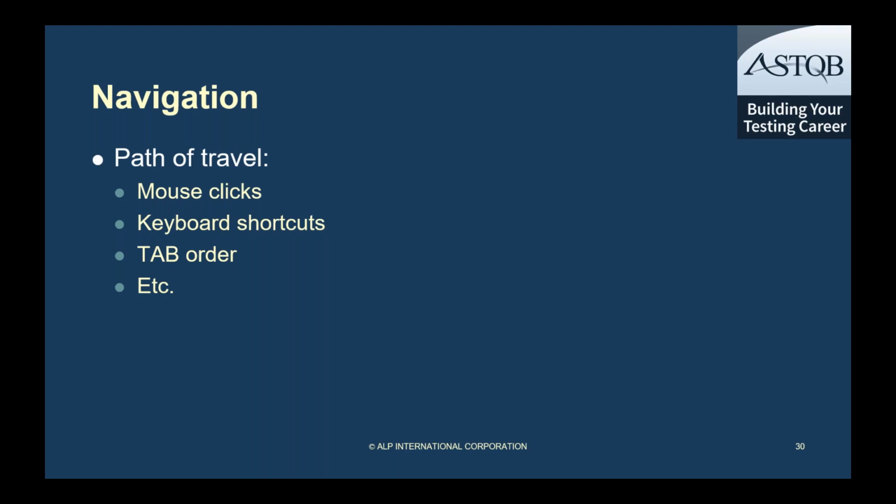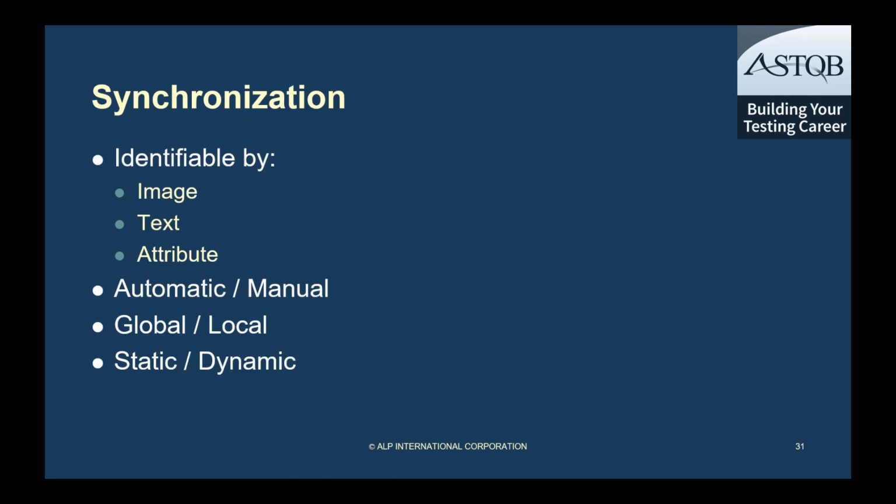Navigation. So navigation is basically, how do we get from point A to point B in our application? Now, some applications, you can do that with mouse clicks. Sometimes you'll have the ability to use keyboard shortcuts. Other times, you'll even be able to just use the tab key on your keyboard and just tab along from one field to the other. So how you get from one place on your application to another is very key, because that's part of the navigational paradigm that helps you figure out how to test your application.